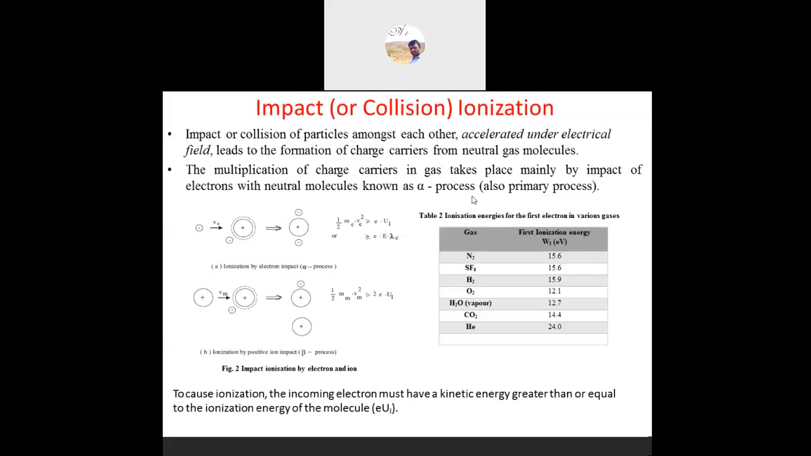This is the primary ionization. In secondary ionization, the free electrons go to the anode, and the positive ions developed on the anode side go to the cathode side. That again causes the production of free electrons at the cathode. That is secondary ionization.